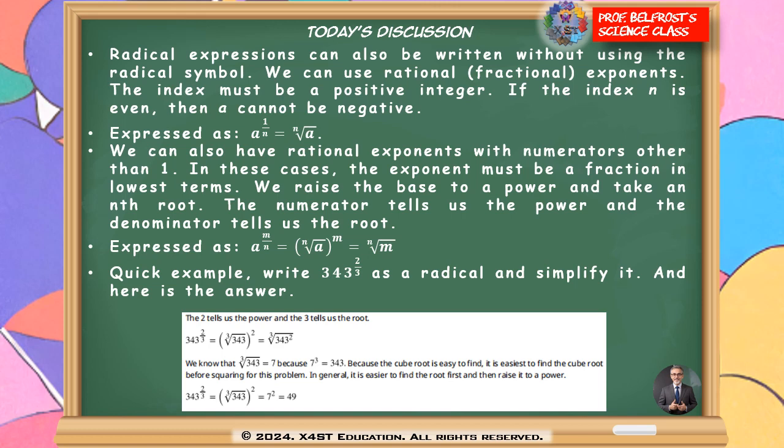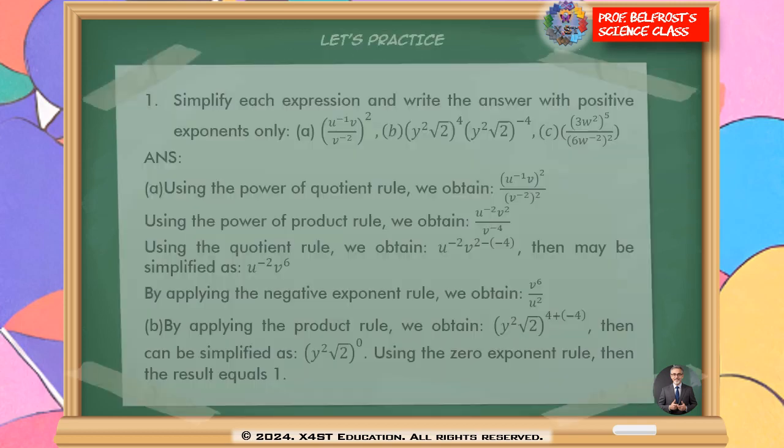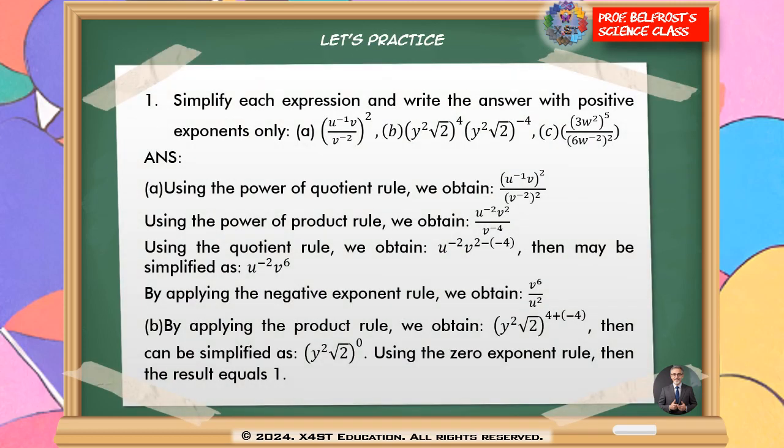Because the cube root is easy to find, it is easiest to find the cube root before squaring for this problem. So in general, it is easier to find the root first and then raise it to a power. So we can just take the cube root of 343, which is 7, and then we square it and we find the answer, which is 49. That's done.